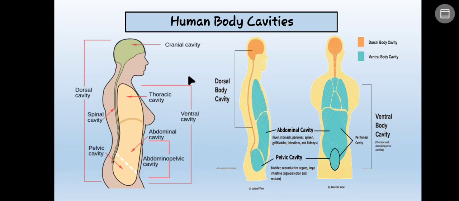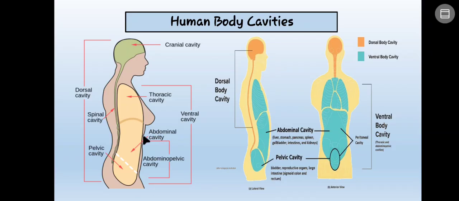So the ventral cavity can further be divided into the thoracic cavity, which is made up of the ribs and houses the lungs and the heart, and then the abdominopelvic cavity, which can be further divided into the abdominal cavity and then the pelvic cavity. So what you should remember is that the pelvic cavity is part of the abdominopelvic cavity.